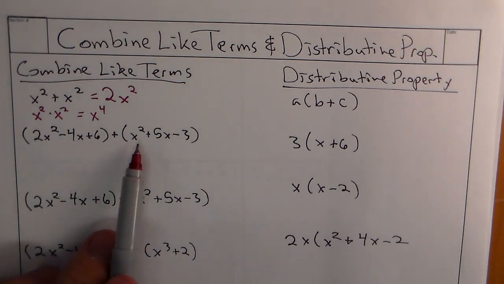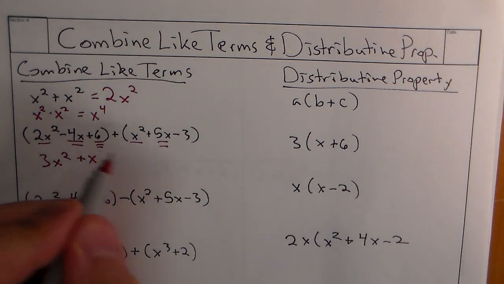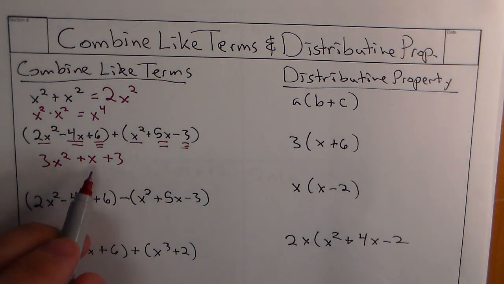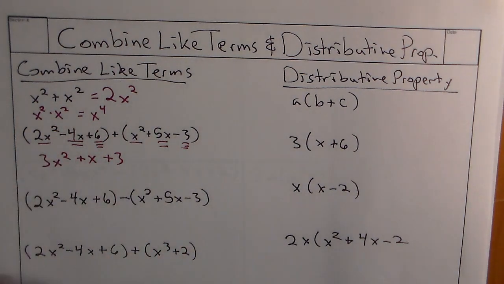So then we come down to two polynomials here. 2x squared and x squared are like terms. It's going to become 3x squared. Negative 4x and 5x is going to become a positive 1x. And then 6 minus 3 is going to become 3. 3x squared plus x plus 3 is the combined like terms of those two polynomials.